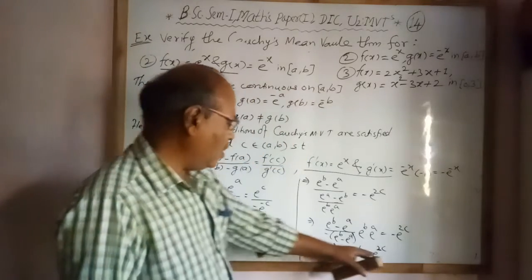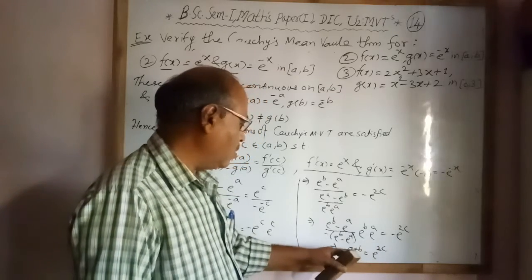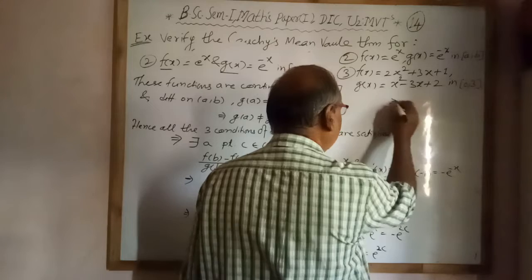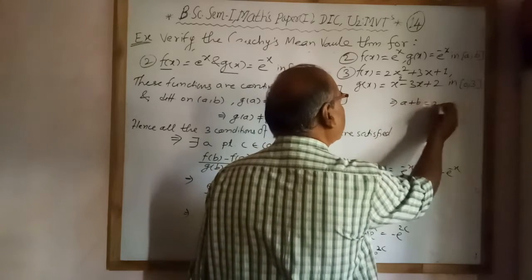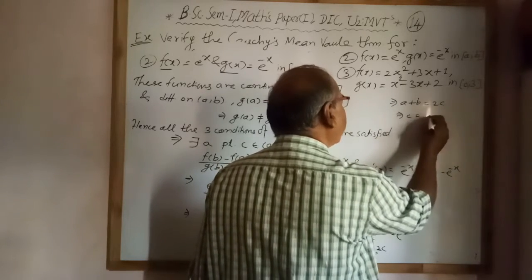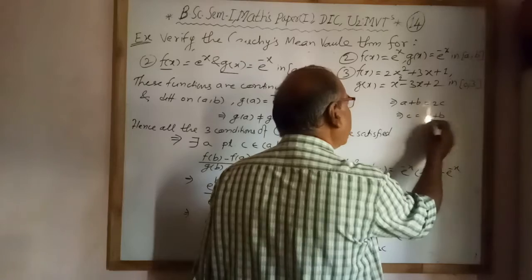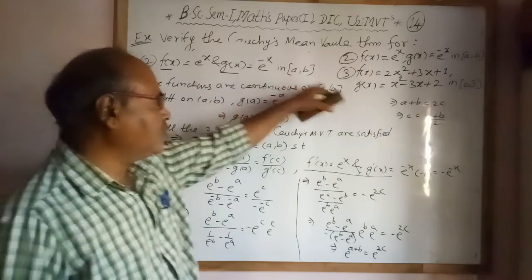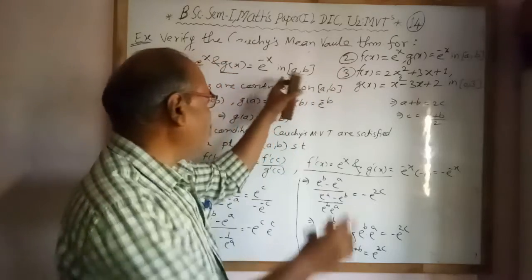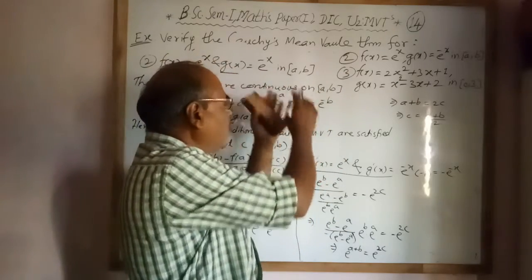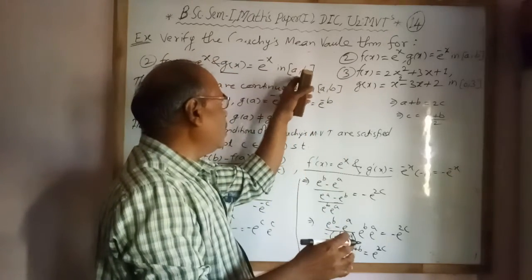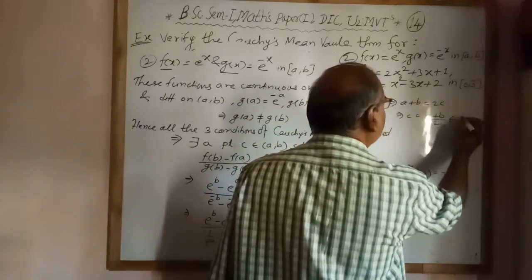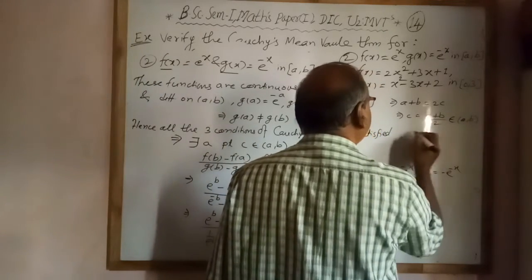Now the base is the same, e, therefore equating the indices, we have a plus b equal to twice c. Therefore c equal to a plus b divided by 2. Now the open interval is ab. Therefore this value lies in the open interval ab, because a plus b divided by 2 is greater than a and less than b. Therefore it belongs to the open interval ab.